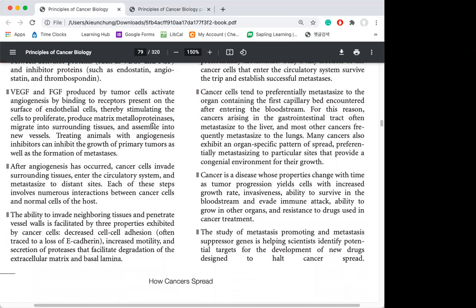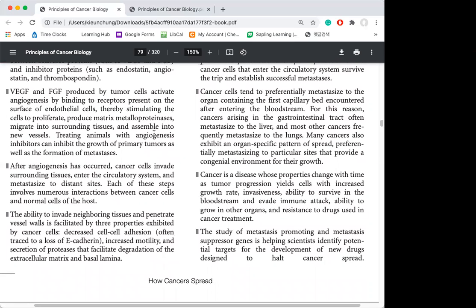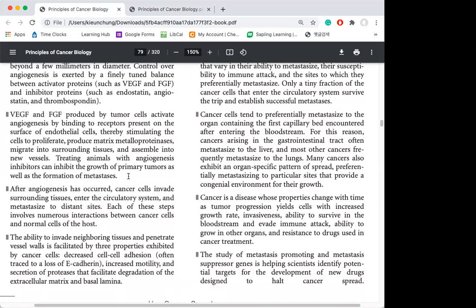After angiogenesis has occurred, cancer cells invade surrounding tissue, enter the circulatory system, and metastasize to distant sites. Each of these steps involves numerous interactions between cancer cells and normal cells of the host. The ability to invade neighboring tissue and penetrate vessel walls is facilitated by three properties exhibited by cancer cells: decreased cell-to-cell adhesion, often traced to a loss of E-cadherin, increased motility, and secretion of proteases that facilitate degradation of the extracellular matrix and basal lamina.